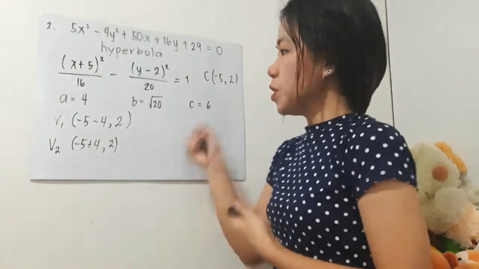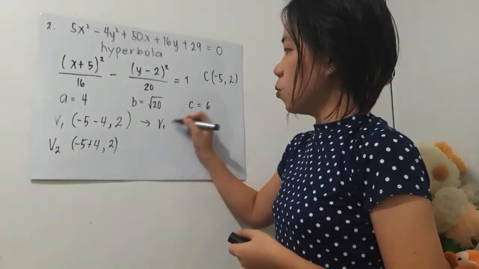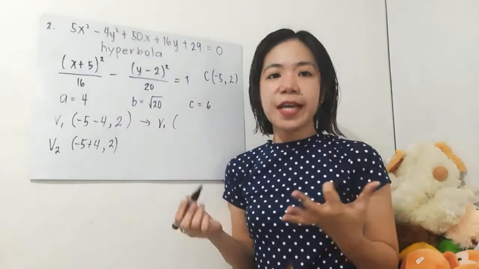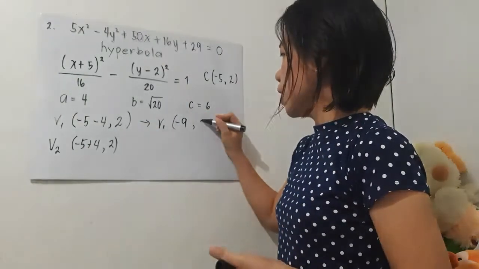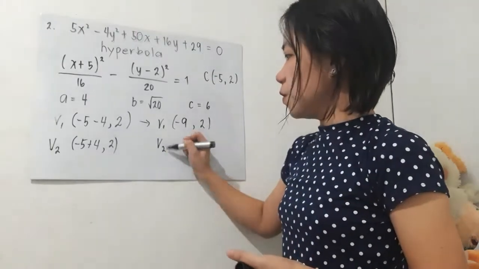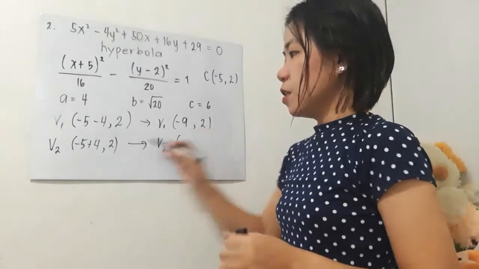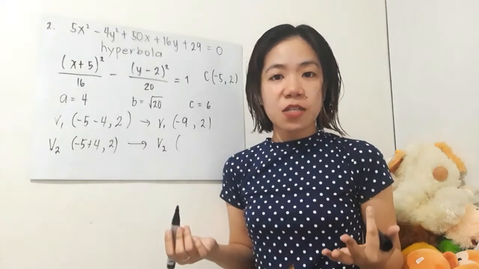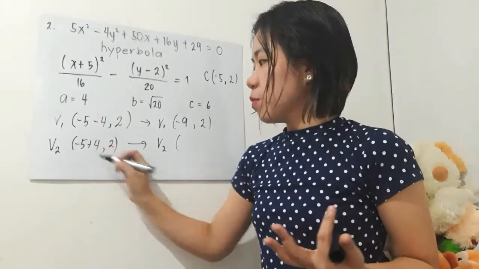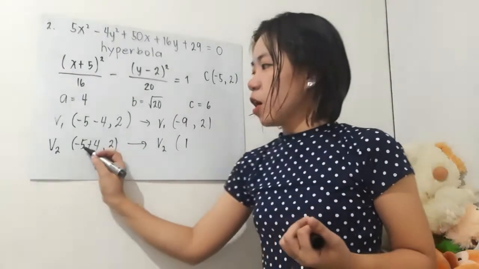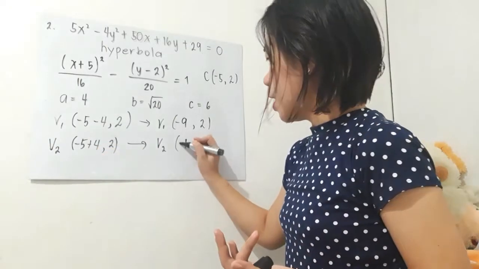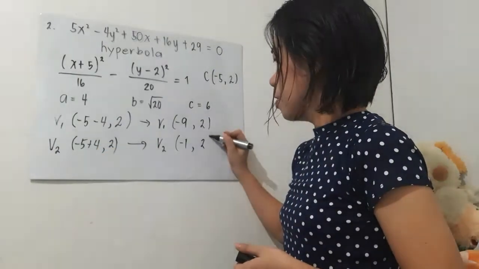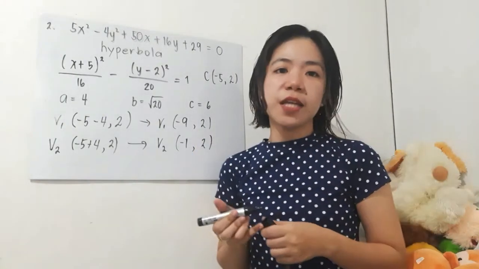Alright, so this means that we have v sub 1, negative 5 minus 4, like signs. So we combine and then copy the sign. Negative 9 and 2. And then for v sub 2, we'll have negative 5 plus 4, unlike signs. So we have to subtract. 5 minus 4 is 1. And then copy the sign of the number with a greater absolute value. That is negative 1 and 2. So we have v sub 1 and v sub 2.